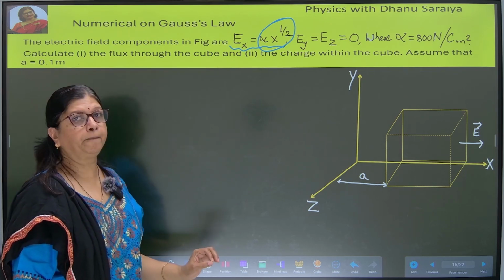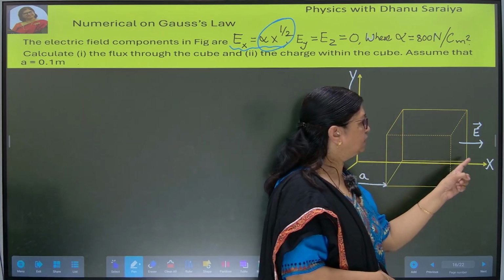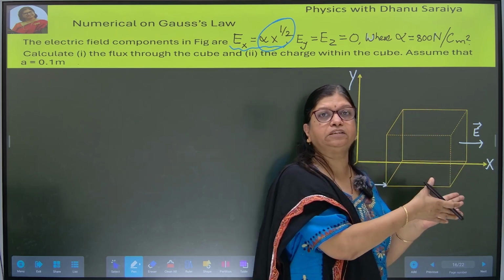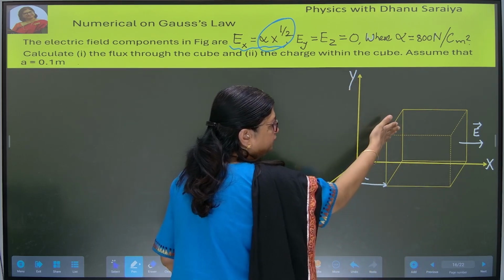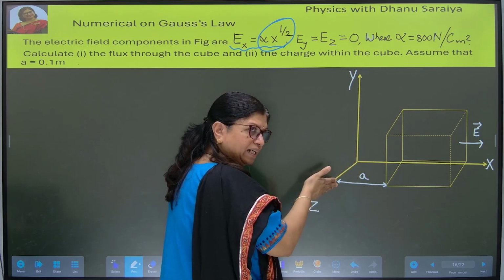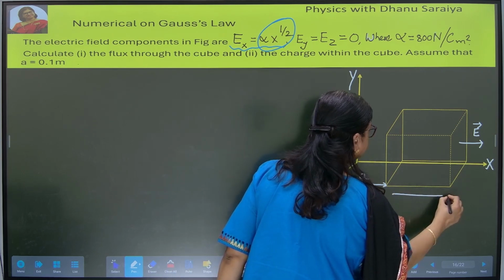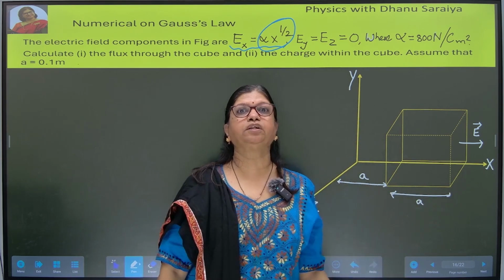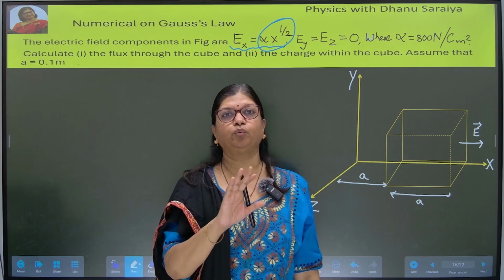Now, here, what is given to us? That the electric field is along the x-axis and one particular cube is placed on the x-axis, and the distance between this face of the cube and the z-axis or the y-axis is A, and this is also the length of each face or the side of the cube is also A. Fine? Okay. So this is the information given to us in this numerical.